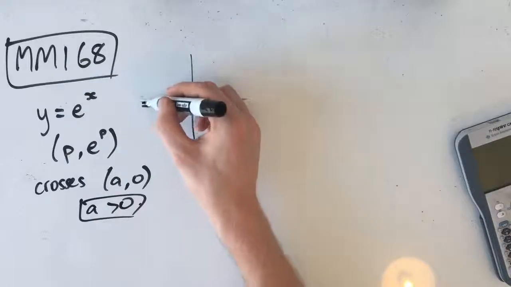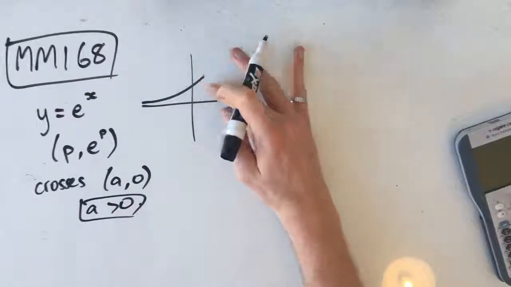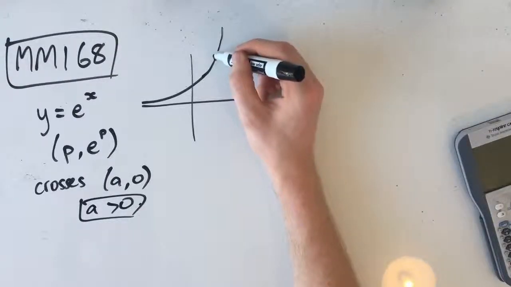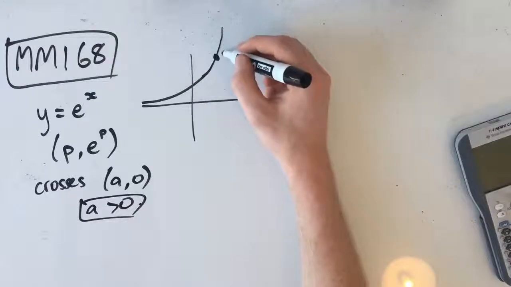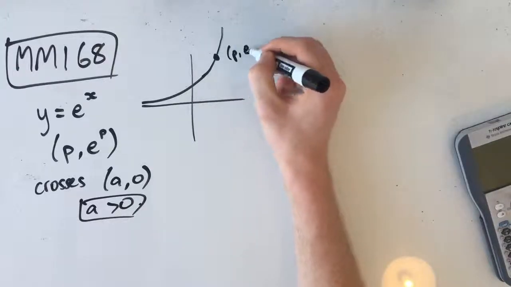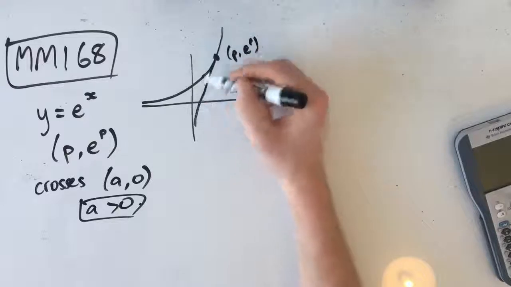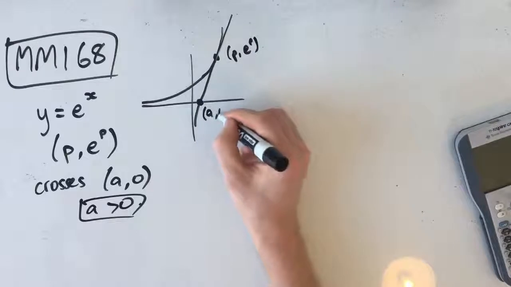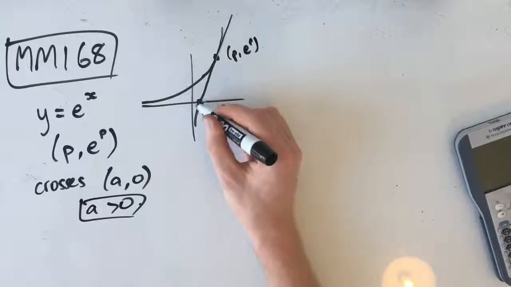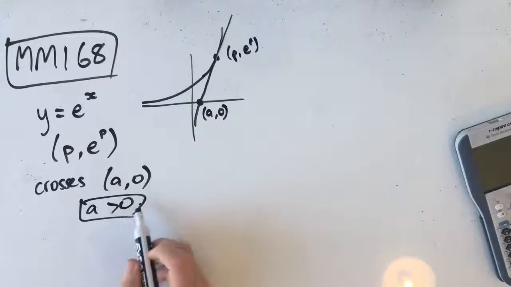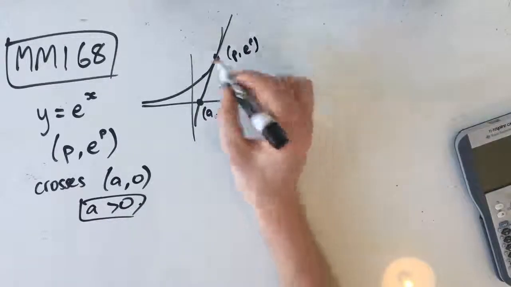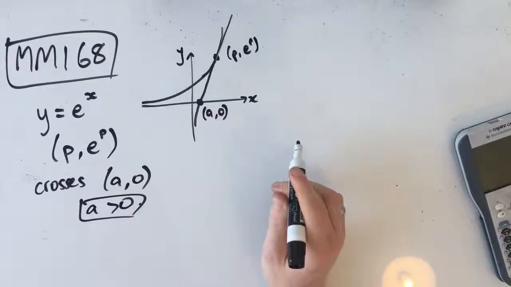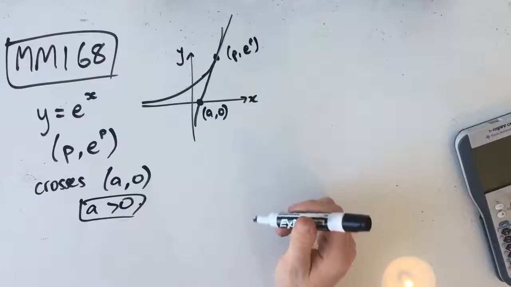So y equals e to the power of x looks something like this. Actually, I'll make it a bit steeper there. So something like this. And we know that there's a tangent at the point p, e to the power of p, right? So this is p, e to the p, passes through like this, right? It passes through the x-axis at a, 0, and we know that a is on this side because the question tells us that a is greater than 0. Okay, so it's on the positive side of the axis. Awesome. Now, what we want to do is determine which of the following statements are false.